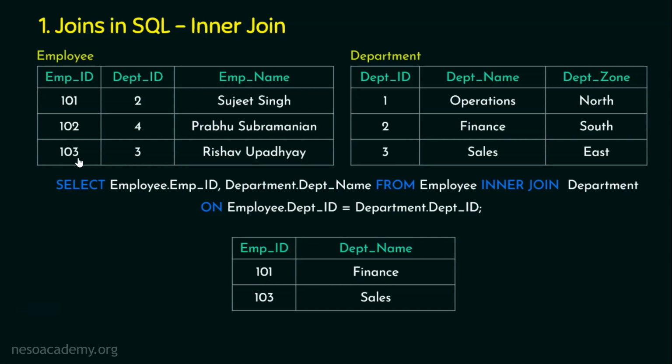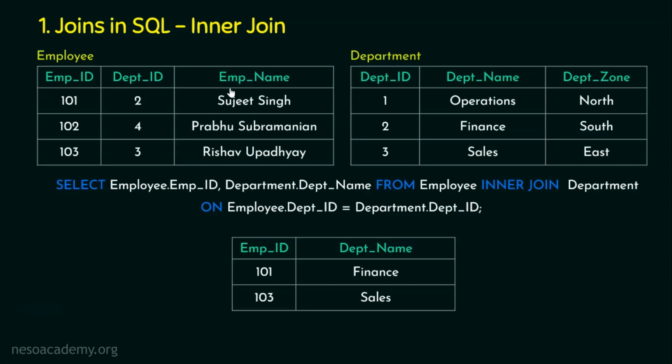Why? Because of the matching rows from both the tables. We have 2 and 3 matching in both the tables, and that's why inner join gives matching rows from both the tables. So we get 103, Rishav Upadhyay's output. While retrieving, we are not taking the name, we are getting the department name, which is sales, because 3 belongs to sales. So 103 sales. So the output of inner join is going to be only 2 rows. Why? Because it's going to retrieve the data based on matching rows from both the tables. I hope the explanation is clear to you.